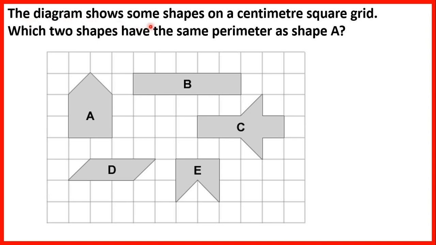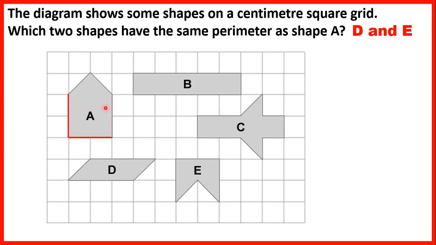The diagram shows some shapes on a centimetre square grid. Which two shapes have the same perimeter as shape A? So remember, the perimeter is the length around the outside of the shape. So the shapes with the same perimeter as shape A are shapes D and E.